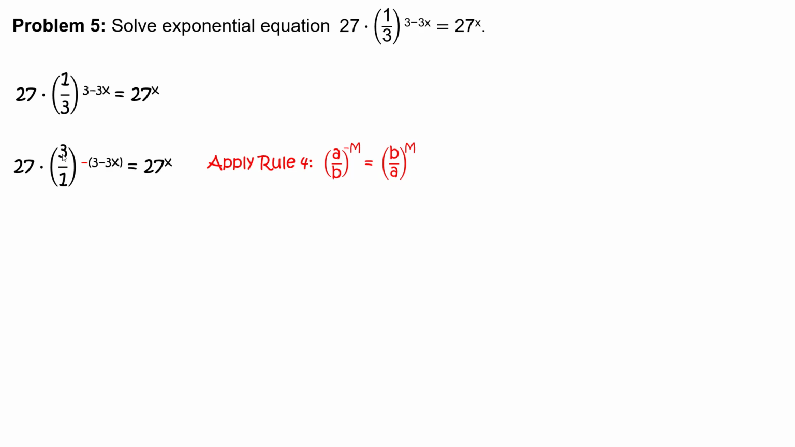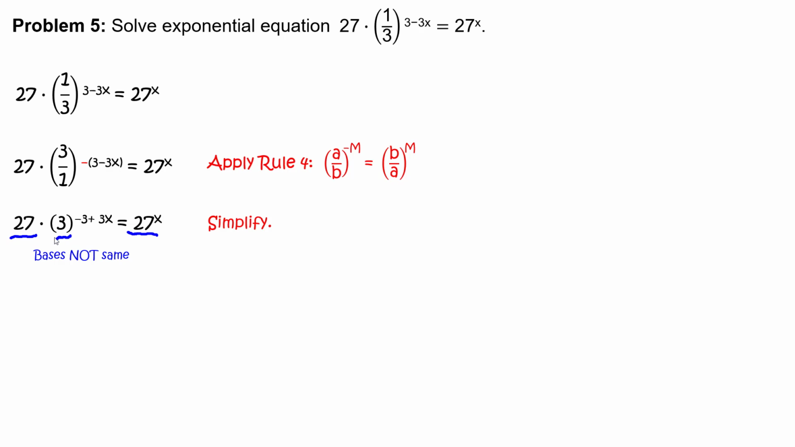So the reciprocal of 1/3 is 3 divided by 1. The opposite of 3 minus 3x is the negative of the whole quantity 3 minus 3x, and I'm going to put parentheses around the whole quantity. And then the rest of the terms stay the same. I'm going to simplify. 3 divided by 1 is 3. If you distribute, negative 1 times 3 is negative 3. Negative 1 times negative 3x is positive 3x.